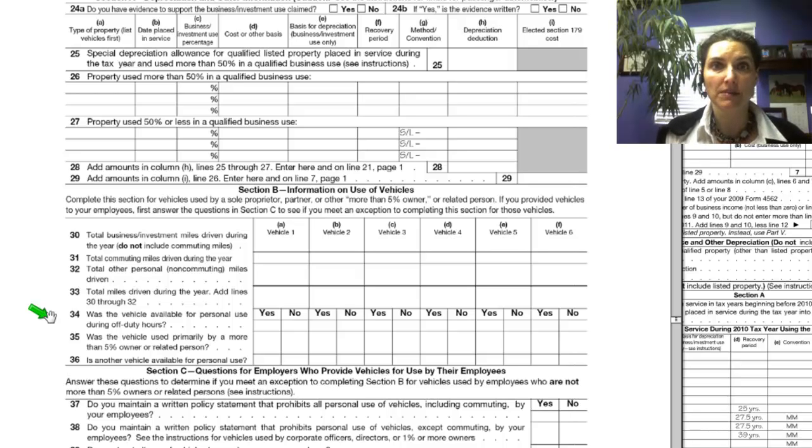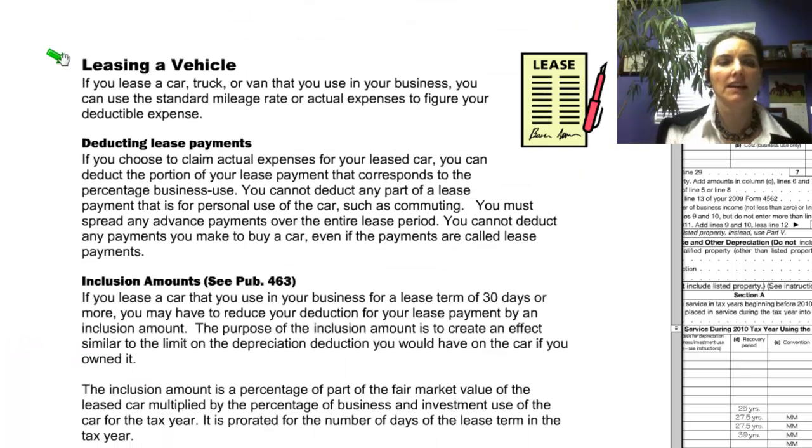Well, it's probably going to be a yes. Most of the time that's the case anyway. On line 35, was the vehicle used primarily by a more than 5% owner or related person? So if you're the owner of your business and you were using a vehicle in your business, then you're going to need to say yes to that question. Number 36, is another vehicle available for personal use? Yes or no?